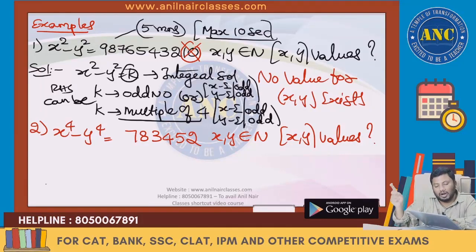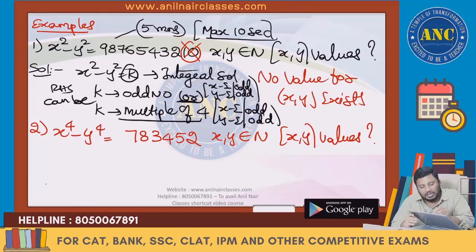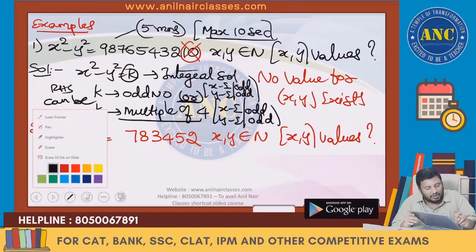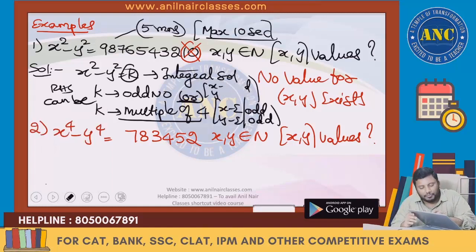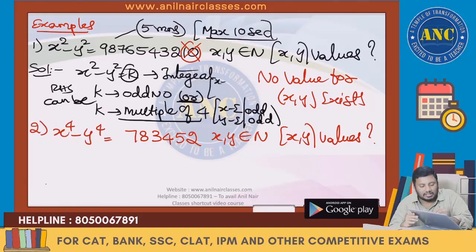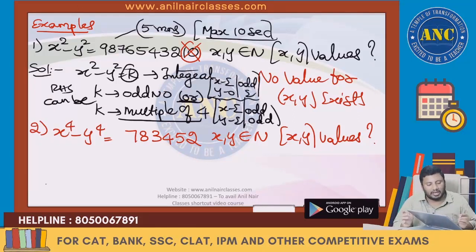K will be a multiple of 4 when both are even or both are odd. When will it be an odd number? It will be an odd number when x is even and y is odd, or x is odd and y is even. I hope the idea is clear.